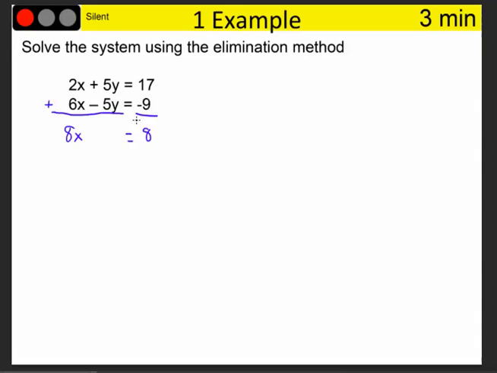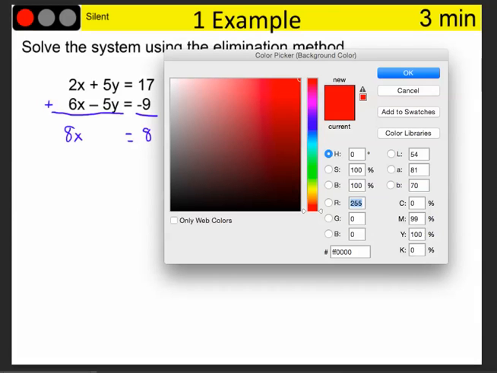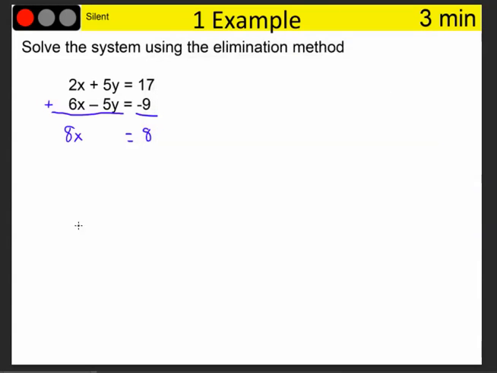Now, an interesting thing happened here. All my y's disappeared. And if you remember in our substitution method, when we're trying to solve an equation, we first need to get rid of one of the variables so we can solve for one, in this case x, and then we can solve for the other one. So now I have 8x equals 8, and just like before, we can quickly divide by 8, and we get x is equal to 1.